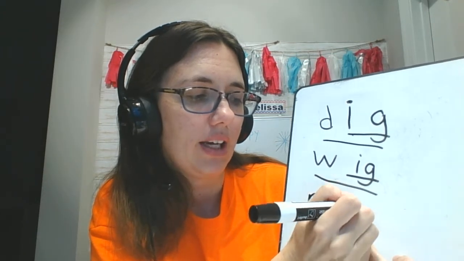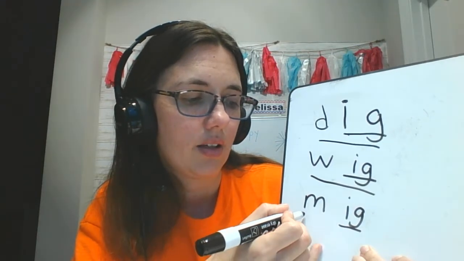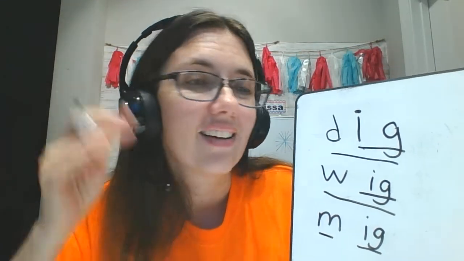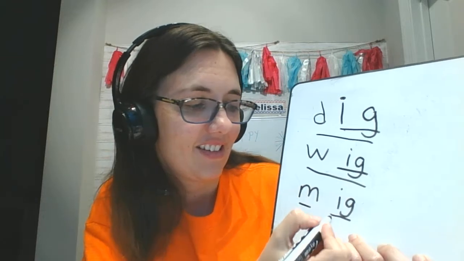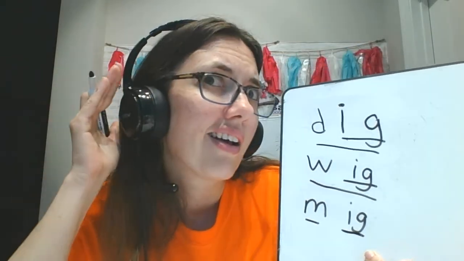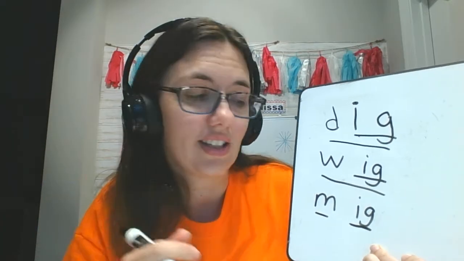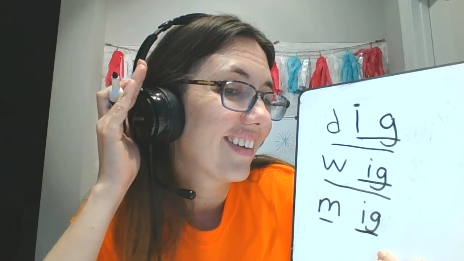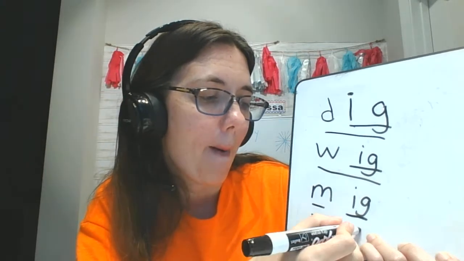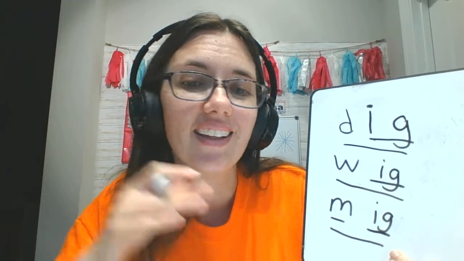So I'm going to write it. I'm going to say, hopefully the student's going to say ig because we've been going over it. If they don't, I'll just tell them the answer. Ig. Maybe they can do it on their own. If they can't, I'll say mig. All right. Then you're going to move on.